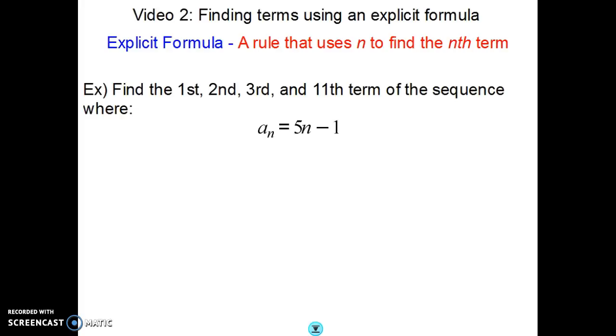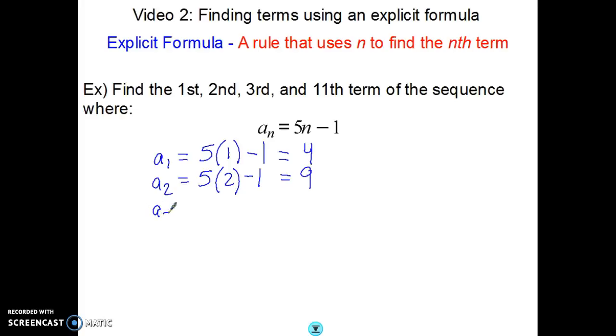Well, to find the first term, a sub 1, all we have to do is plug in 1 for n. So this would be 5 times 1 minus 1, which is just 5 times 1 is 5, minus 1 is 4. To find a sub 2, we do something similar. 5, instead of n, because we're finding a sub 2 now, we're going to put 2 for n. And then 5 times 2 is 10, minus 1 is 9.